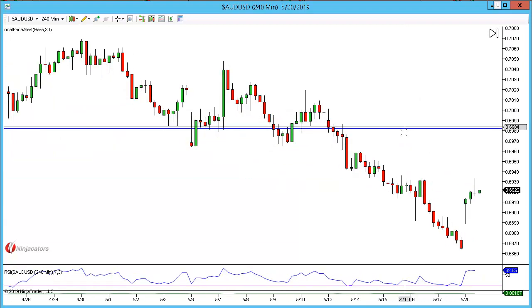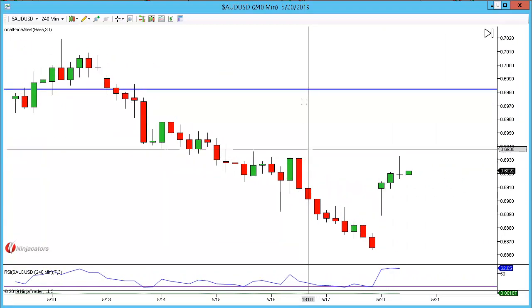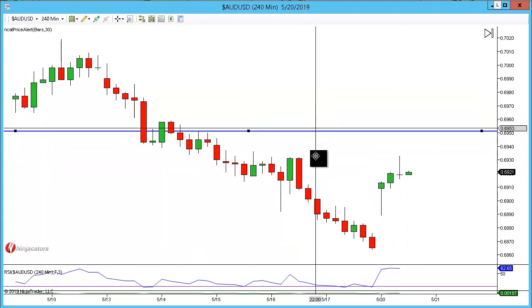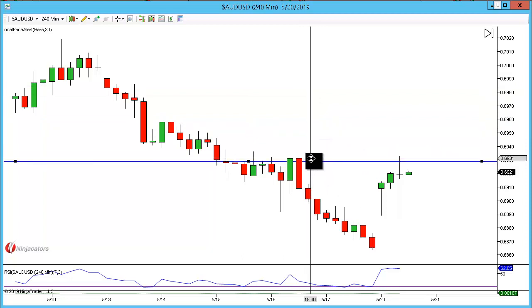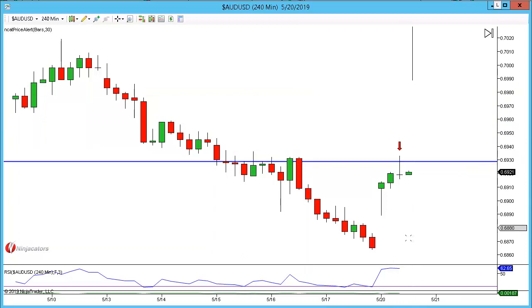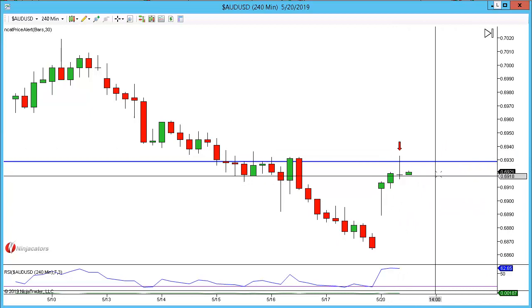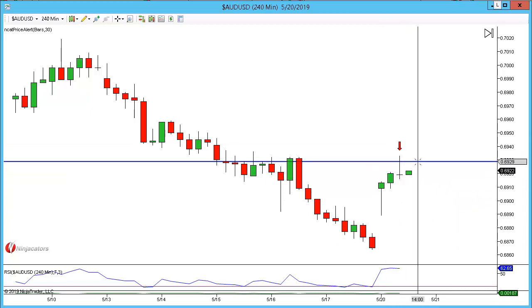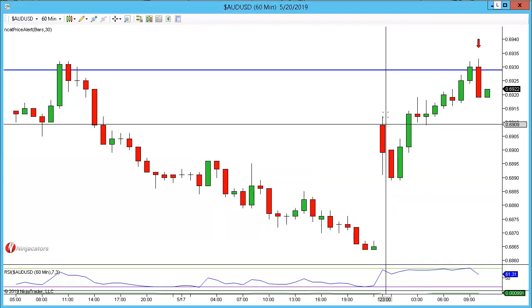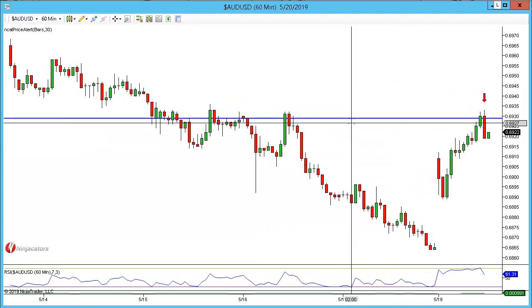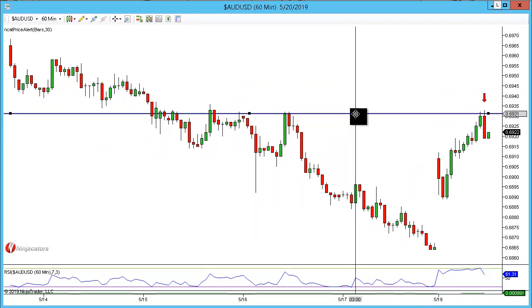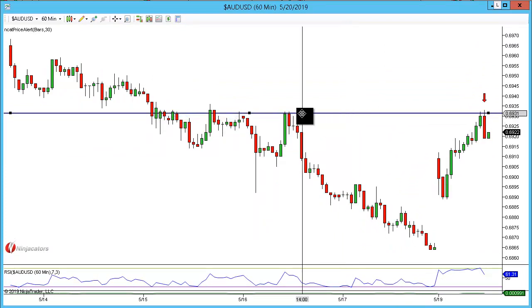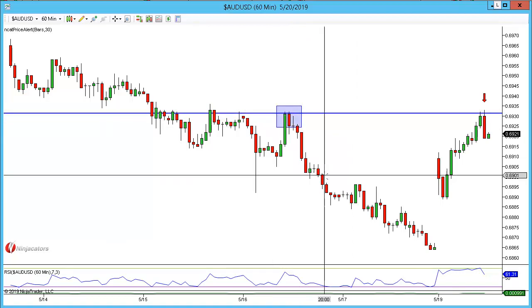Now here on the 240, right at this shelf just here, it doesn't look like a structure shelf on the 240, but pay attention to this doji. Let's go down to the 60 where we can actually see our structure levels. I'm going to move this up to there. So this is the key level of structure.